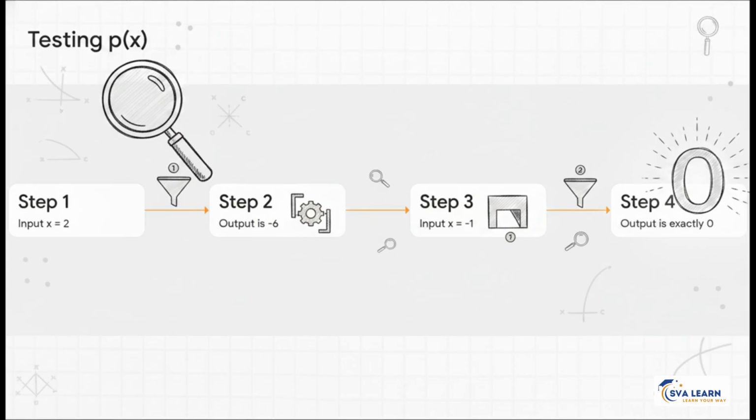But as we walk through substituting these values step by step, we're hunting for something incredibly specific. We are on a mission to find the magic input that outputs 0. Okay, let's try plugging in a negative 1. Negative 1 squared is 1. Minus 3 times negative 1 is positive 3, minus 4. Wait a second. 1 plus 3 minus 4 equals exactly 0.